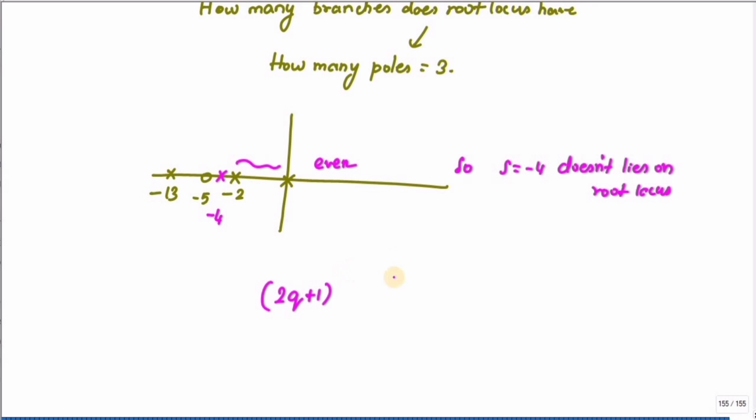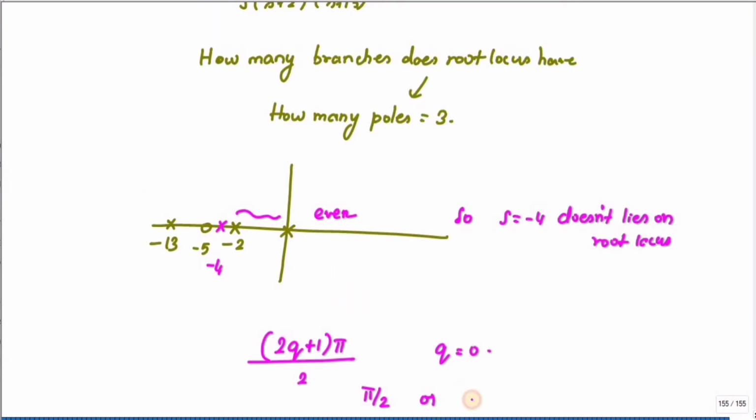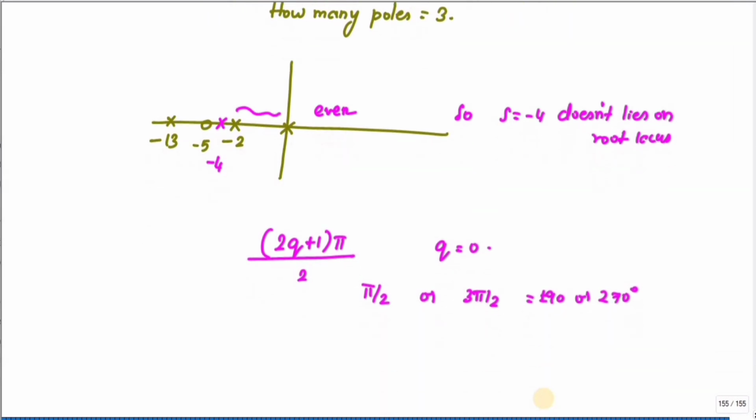Usually the root locus starts from the pole and ends at the zero. Okay. So what is (2q + 1)π divided by (P − Z)? Here, if I substitute q = 0, I'll get π/2. And if I substitute q = 1, I'll get 3π/2. So the answer is ±90 or 270 degrees. This is the value of the asymptote angles.